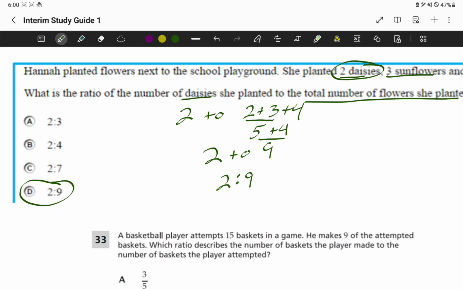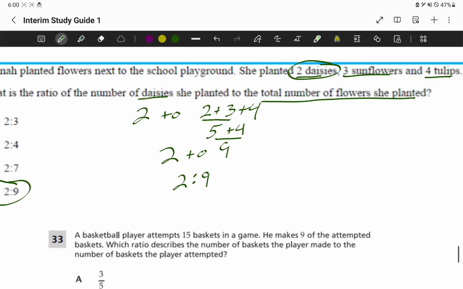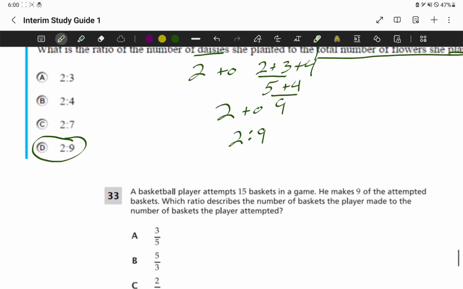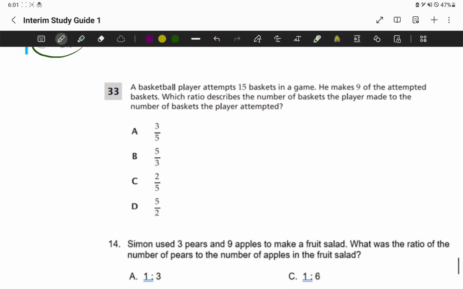So you just got to make sure to read the question carefully. Total number. So that does include the daisies. We don't just take them out. A lot of people will choose C because they'll forget to add the daisies to the total number of flowers. Okay.